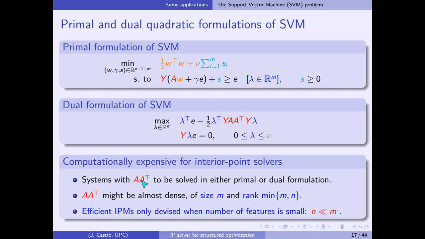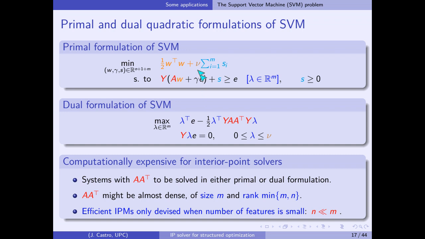Well, there are some specialized interior point methods for support vector machines that exploit the fact that you may have a lot of points, so m can be large, but the number of attributes is small. That means that A transpose is a large matrix, but a low rank matrix. In some cases, some approaches can be quite efficient, okay? But when you have a lot of points and a lot of attributes, standard interior point methods cannot solve this kind of problem, okay?